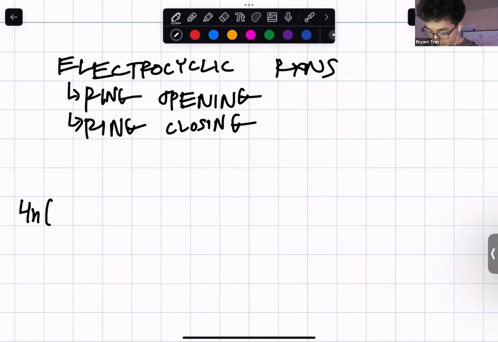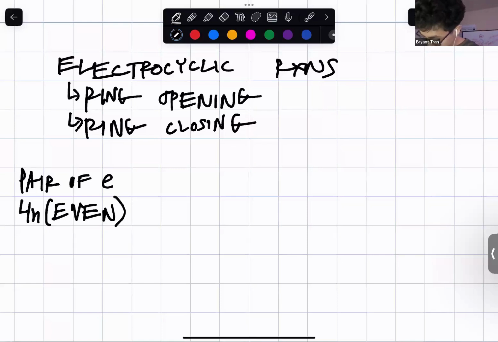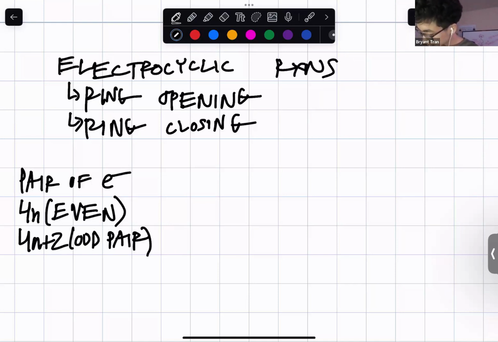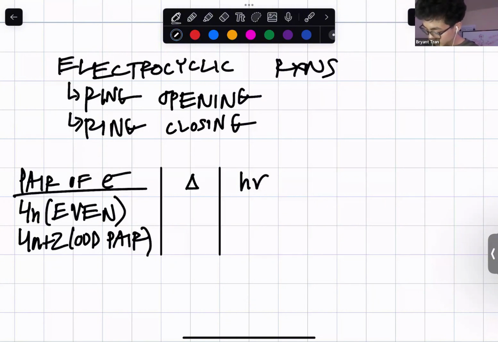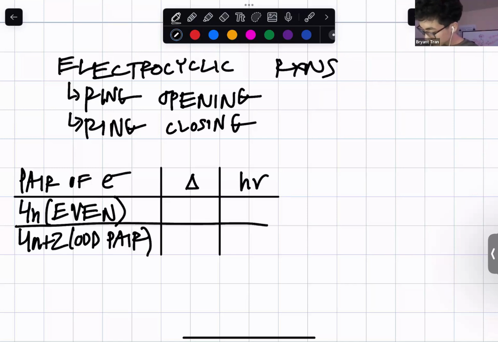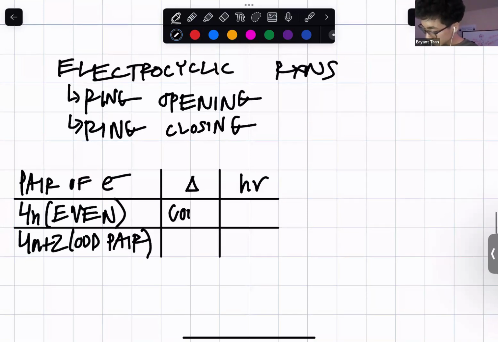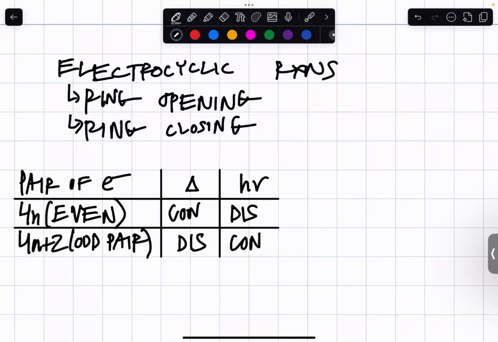You could either see 4n electrons, which is what he shows you, or you can think of it as an even pair of electrons. Or you can have 4n plus 2 electrons, which is going to be an odd pair of electrons. And there are going to be two different reagents. Delta symbol is heat, and h nu is light. That's going to change what the product looks like, change the reaction. I'm going to put "con" for conrotatory, and "dis" for disrotatory.